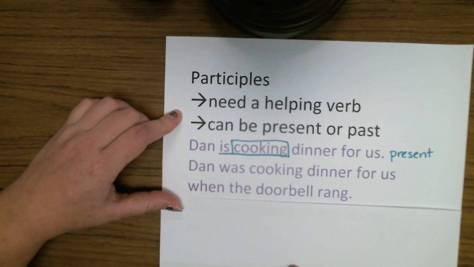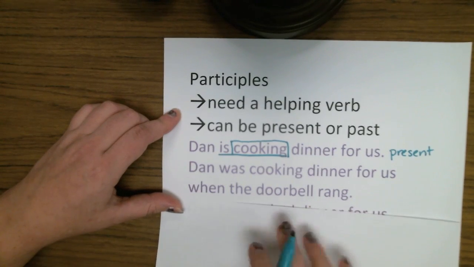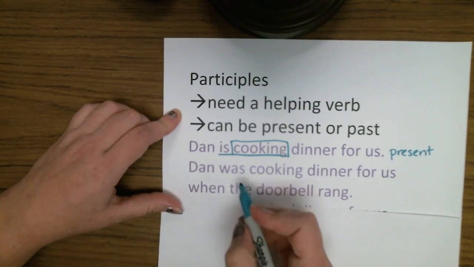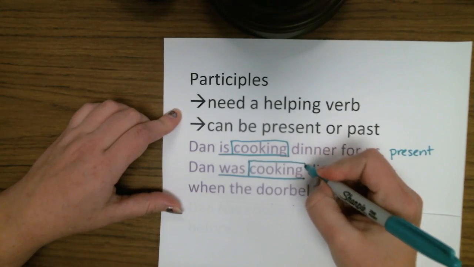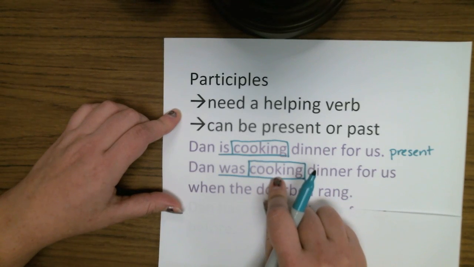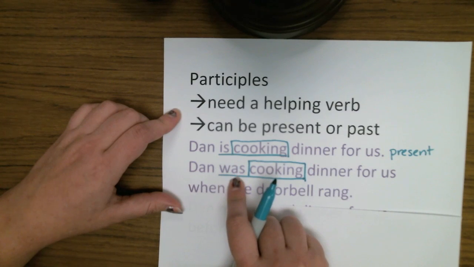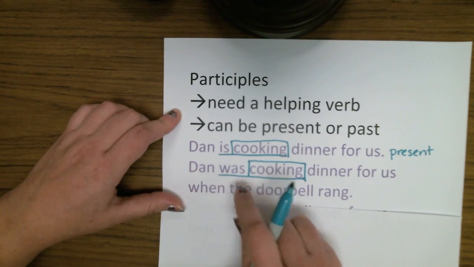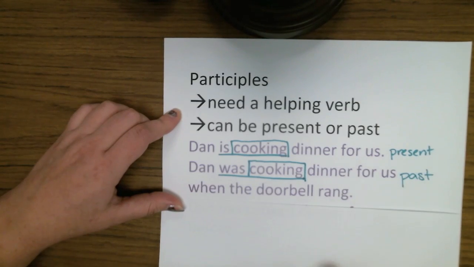Dan was cooking dinner for us when the doorbell rang. This is easy enough for me to recognize that was cooking is going to be my verb phrase, and cooking, of course, is the same participle. It's not showing me any difference in time. But look at my helping verb. Instead of being a present tense helping verb, my helping verb is in the past tense, and that means that my sentence is a past tense sentence.